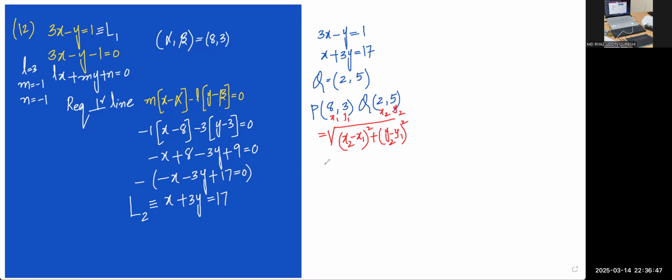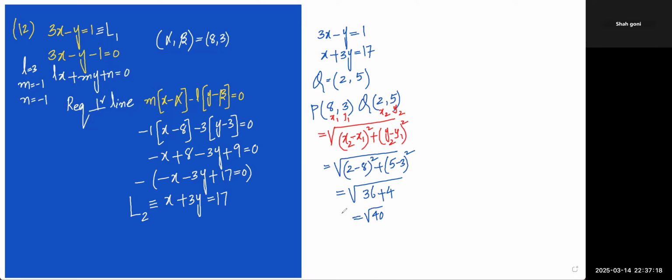This is under the root of x2 which is 2 minus 8 whole square plus y2 which is 5 minus 3 whole square. So 2 minus 8 is minus 6, if you square it, we get 36. 5 minus 3 is 2, square it becomes 4. It's root of 40. Root of 40 is the length of PQ. Answer of the third bit.